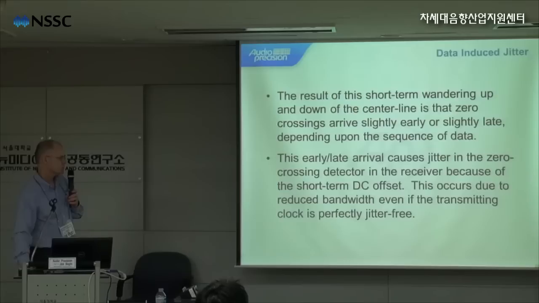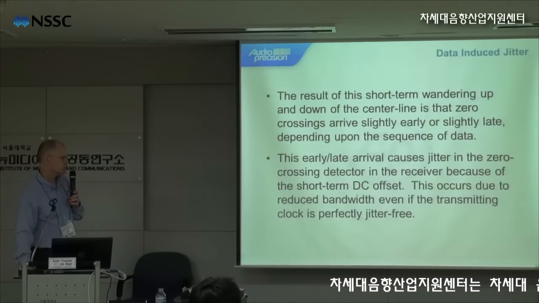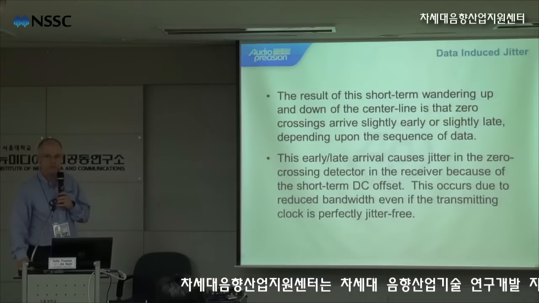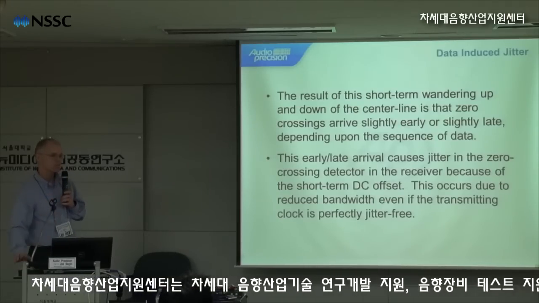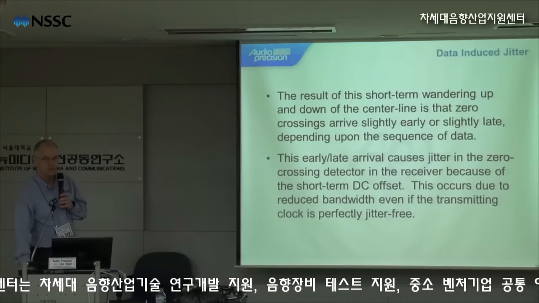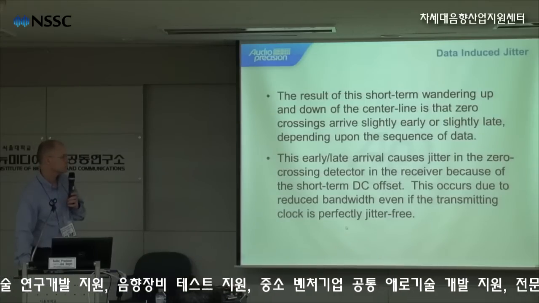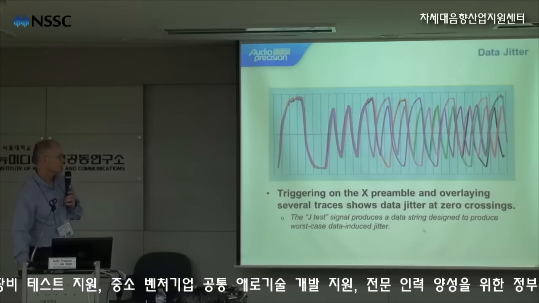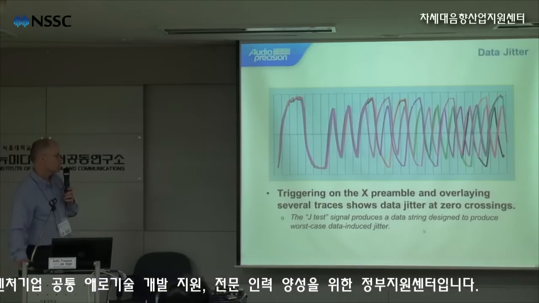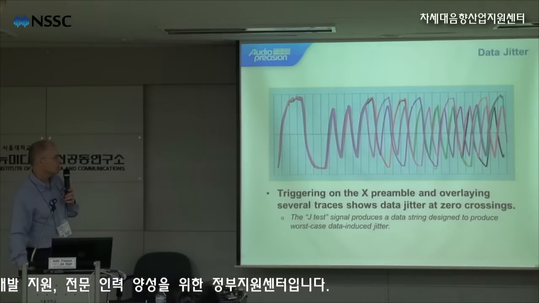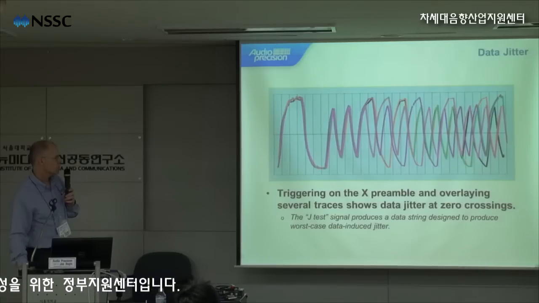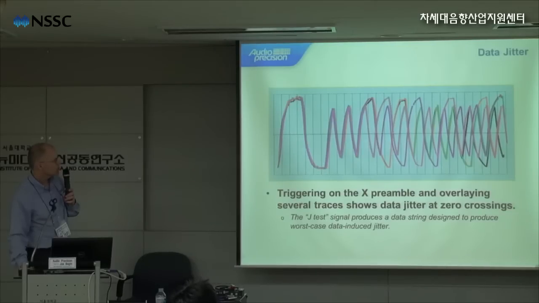This occurs due to reduced bandwidth, even if the transmitting clock is perfectly jitter-free. So just the data, the pattern of bits in the data, can cause jitter on the interface. This graph shows triggering on the X preamble and overlapping several traces. And you can see the jitter in the zero crossings. They were wandering back and forth a little bit in time.